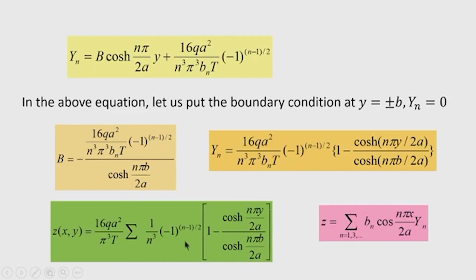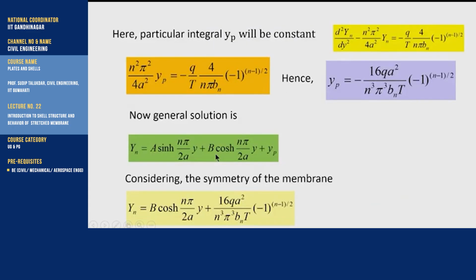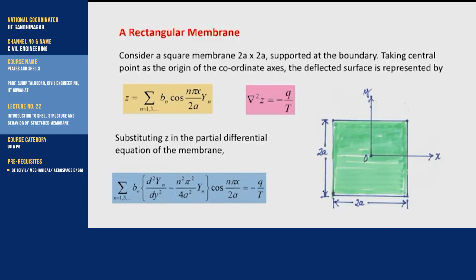So, here we get the deflected surface, and z is ultimately found as b n into cos n pi x by 2 a into y n. So, b n will get cancelled from this quantity, and ultimately you will be left with this term. So, this is the membrane deflection, and this example I have taken to illustrate the state of stress in a membrane, which behaves like a stress skin. Shell is also a stress skin. So, we must know the membrane behavior, then we will go to the analysis of shell.